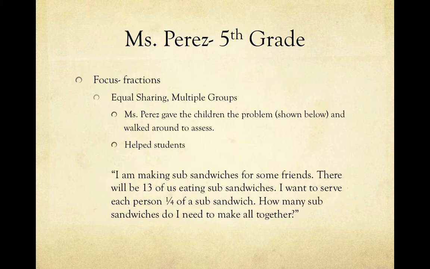In Chapter 5, it is discussed how teachers should explicitly teach relational thinking. In the chapter, there is a focus on a 5th grade class and how the teacher follows through with this goal. In Mrs. Perez's 5th grade class, they are focusing on fractions. The teacher is using equal sharing problems as well as multiple group problems.